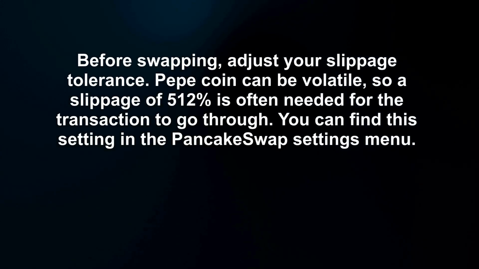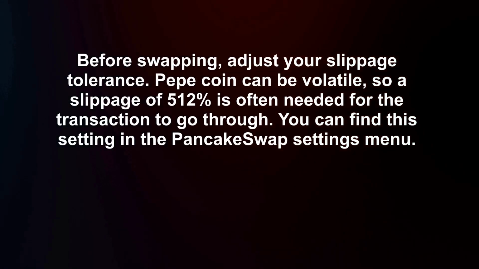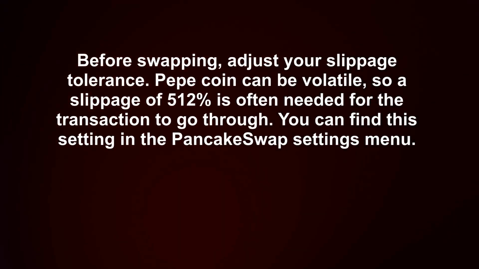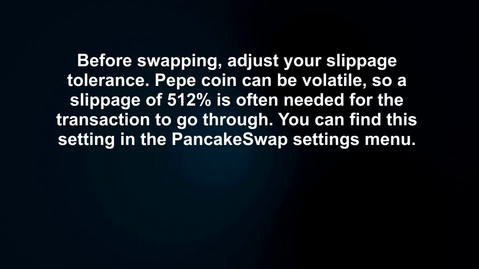Before swapping, adjust your slippage tolerance. Pepe Coin can be volatile, so a slippage of 512% is often needed for the transaction to go through. You can find this setting in the PancakeSwap settings menu.